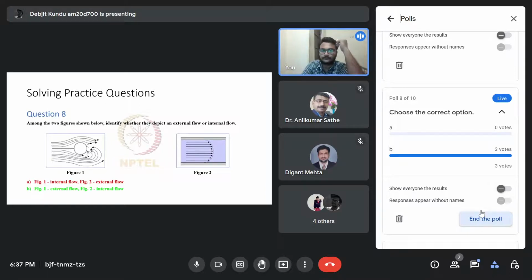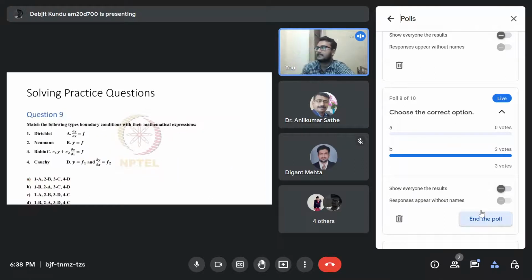And if we look at figure 2, we can see that there is a confinement. There is a duct within which fluid is flowing. So over here we are worried about what is happening within the confinement. So that's an internal flow. Okay, so very simple stuff, but important nonetheless. I hope there are no questions. If there are, you can always unmute and ask. Okay, so if there are no questions, we will move on to question number 9 of today's.